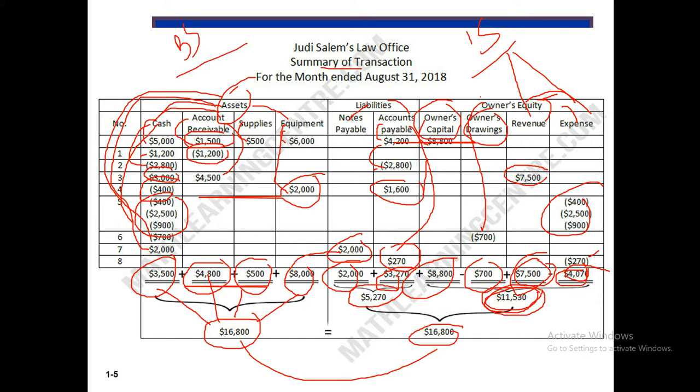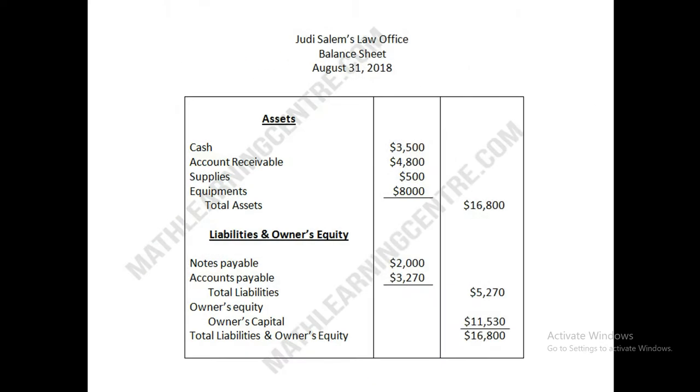Actually the balance sheet items are available here. This is our asset. On our asset side we have 4 assets: cash, accounts receivable, supplies, and equipment. And these are the balances, this one, this one, this one, and this one. The balance sheet has two sides, one side is assets and the other side liabilities and owner's equity. So liabilities have two balances, this 2,000 and 3,270, and owner's equity, from the owner's equity statement, we have found this balance 11,530. So we can now furnish this balance in our balance sheet.